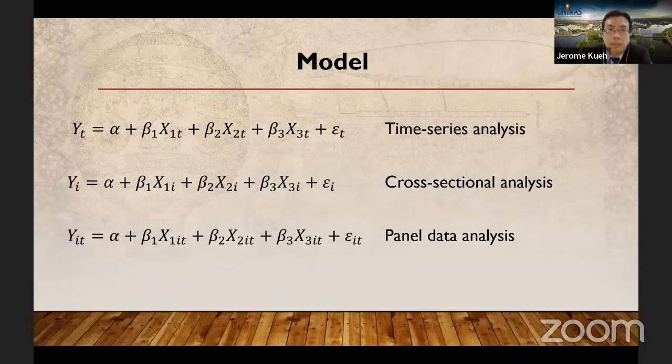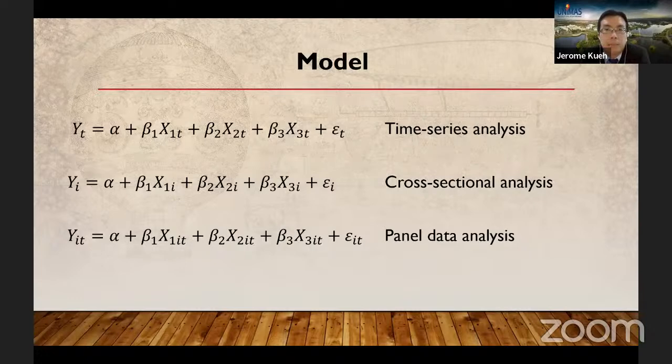In terms of the modeling part, here is the very general equation for the model specification. Basically, we have three main types. First, time series, where the variations come from the time perspective, which could be different years, monthly, or quarterly. The second is cross-sectional analysis, where variations come from the observations, which can be firms, countries, or even individuals.